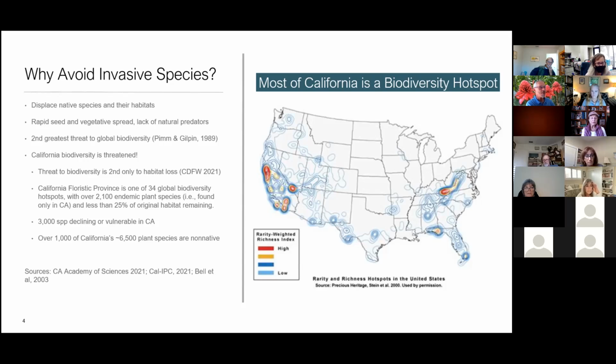Typical for invasive species, as a general rule, is they typically have a rapid seed and or vegetative spread. So they spread rapidly. And they lack natural predators. They don't have the bugs, the fungal diseases and other things in their new habitat that can control them. They're considered the second greatest threat to global biodiversity. And in California, similarly, second greatest only to habitat loss.